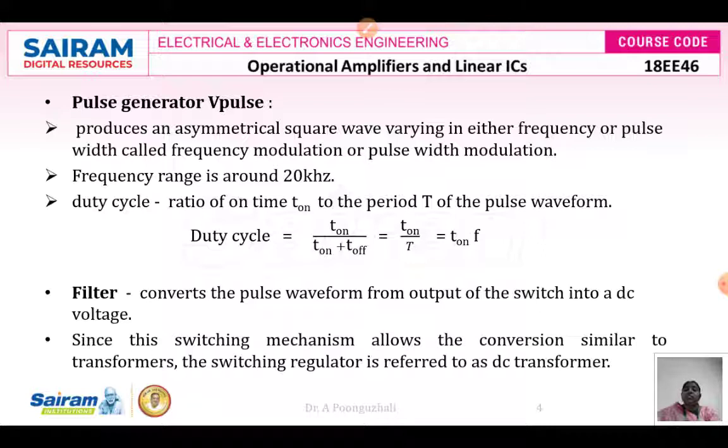Next is your filters. What the filter is going to do is convert the pulse waveform. Whatever output I get out of this switch, that pulse waveform is converted into a DC voltage. If there is any ripple present at the output of the switch, that ripple will be removed and a DC voltage will be delivered to the load. This switching mechanism is similar to the operation of a transformer, so we say that the switching regulator is nothing but a DC transformer.